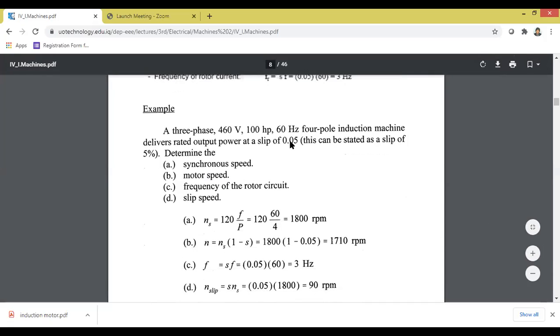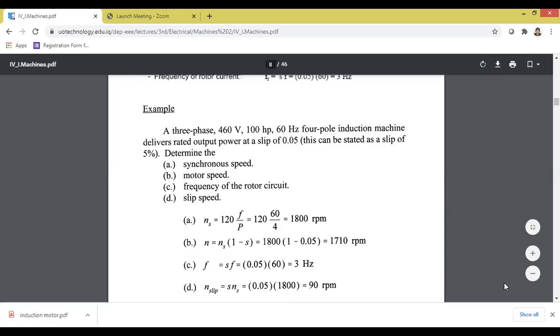A three-phase 460 volts, 100 horsepower mechanical power, 60 hertz, 4-pole induction motor delivers output power at a slip. Determine the synchronous speed, motor speed, frequency, slip speed. The synchronous speed formula is Ns equal to 120 into f by P. Frequency is 60, poles you know, you directly substitute. Motor speed, actual speed N is equal to Ns into (1 minus s), and Fr is equal to s into f. Slip speed is equal to s into Ns, slip times the synchronous speed.